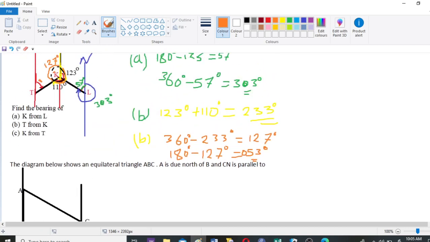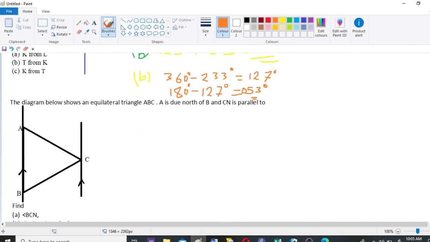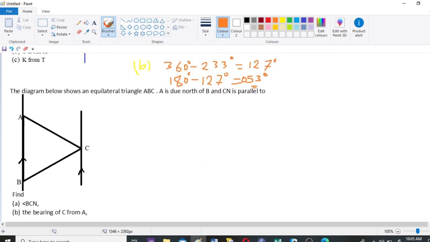We can quickly solve the last one as well, this one. Okay, so here we are being told the diagram below shows an equilateral triangle. So once you hear this word, equilateral, you need to know what an equilateral triangle is, what are its properties. So A is due north of B, as we can see in the diagram, right? So this is north and this is our north there.